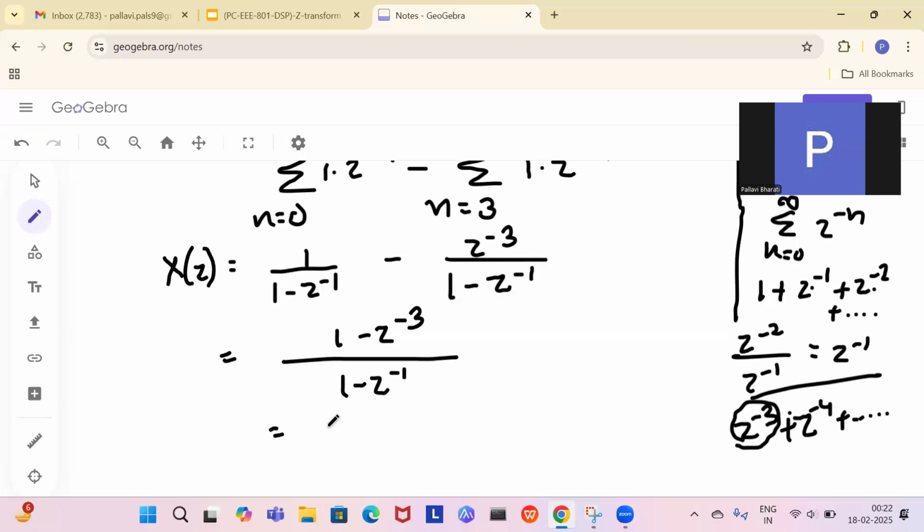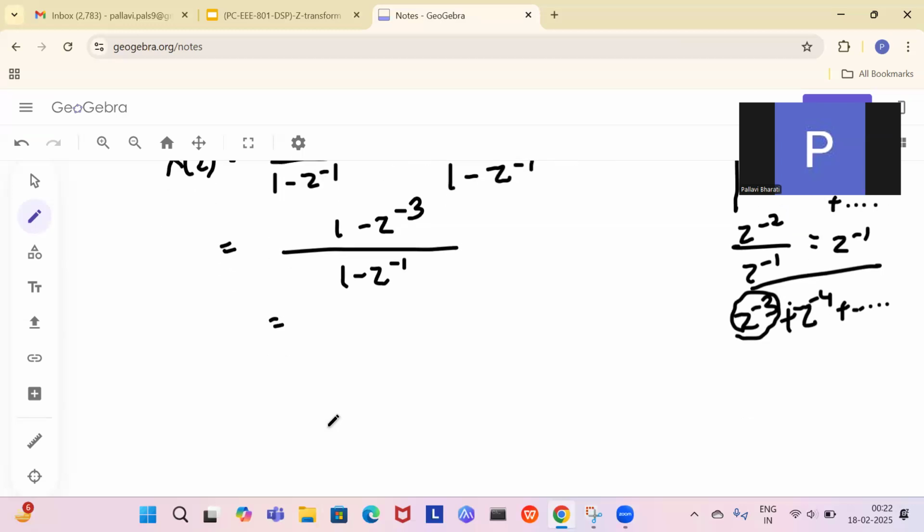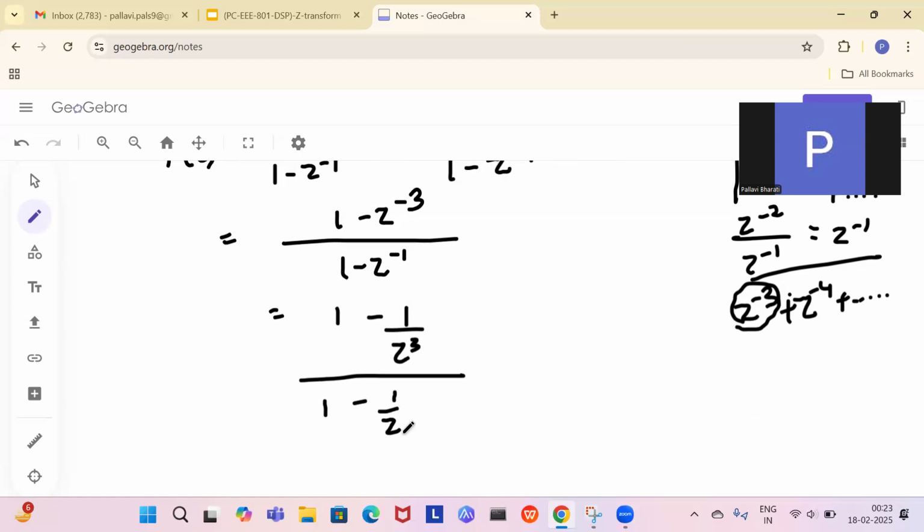If you try to simplify it more, you can write the numerator as 1 by 1 minus 1 by z cube, 1 minus 1 by z, and then here you can write it equals z cube minus 1 by z cube into z by z minus 1. Right, 1 by z is here. Got it? This one is z cube. So now this and this will cancel. This will be z square.